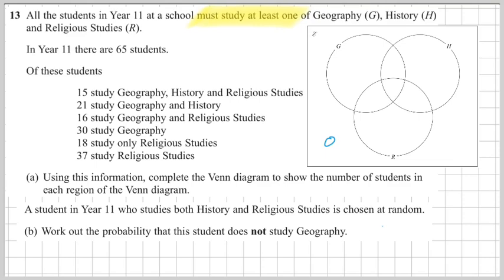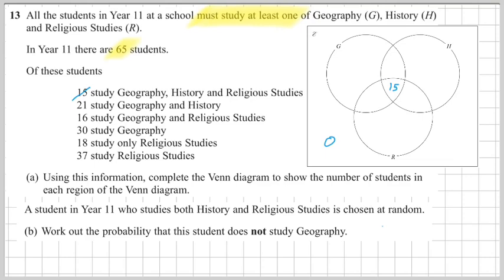And then we spot reading on that there are 65 students. And then we spot that we've got 15 study all three. Great, so I can bang a 15 there right in the middle of the diagram and cross out the 15. The 65 we'll hopefully come back to in a minute.